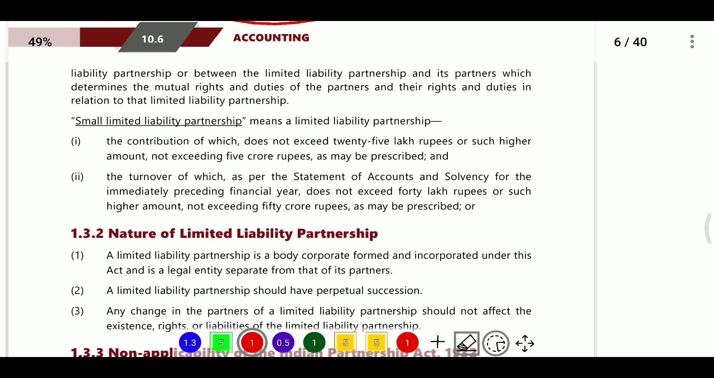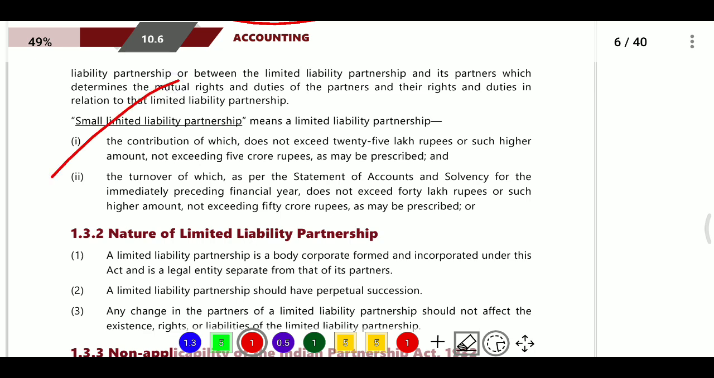For example, Jed Consulting LLP is formed by three partners. The LLP itself is a separate legal entity, distinct from the individual partners. So it is not compared with those persons; it has its own individual formation.